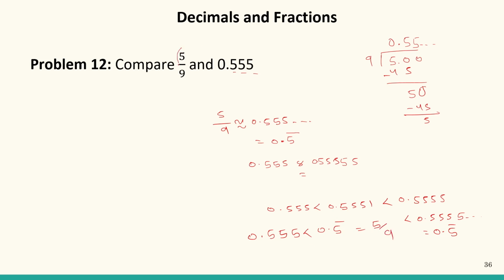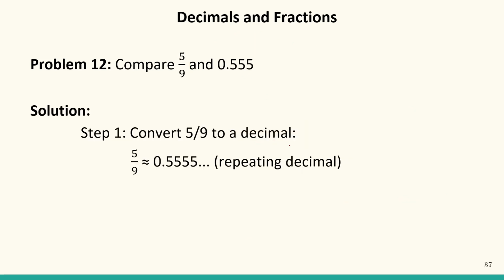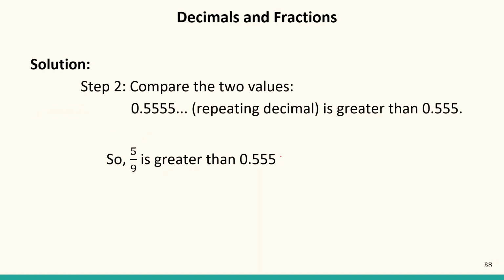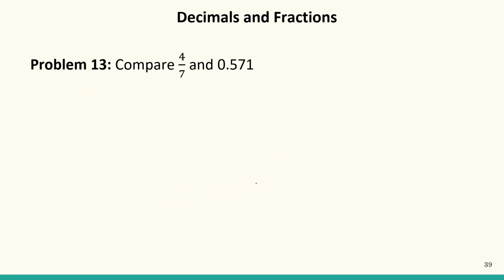Okay, so we can say that this is greater than 0.555, answer. This is a repeating decimal; we can write it as 0.5 bar and we got it here. 5/9 is greater than 0.555. Okay, so we can compare 4/7 and 0.571 like that.